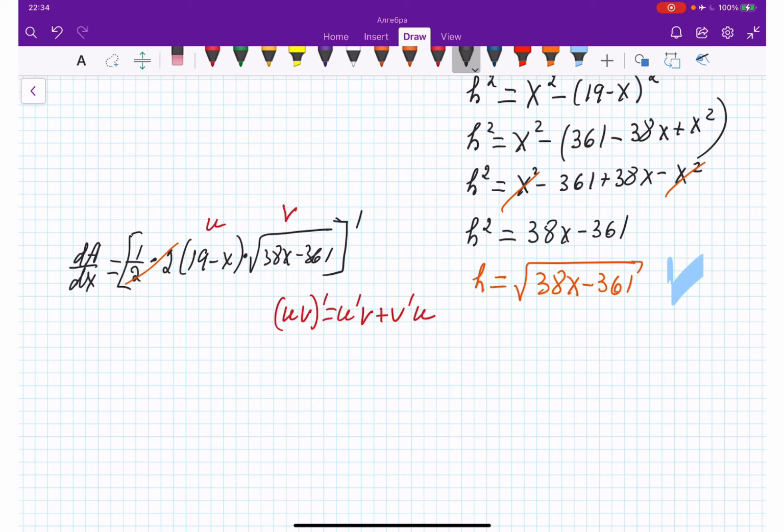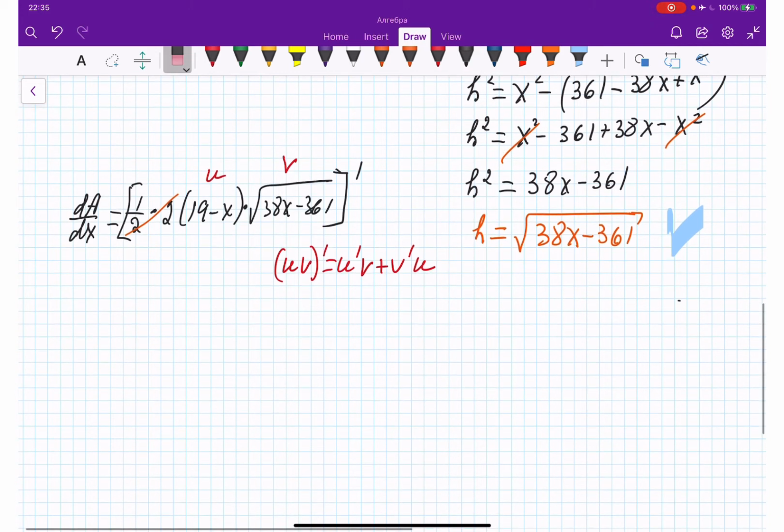For the easiness with square root, I'm going to represent it in the form of 1/2, right? Square root of 38x minus 361 is equal to (38x minus 361) to the power 1/2. It's a rational exponent. Remember how we represent it? The degree, in this case it's 1, divided by the degree of the radical or square root, which is going to be 1/2 in this case. All right.